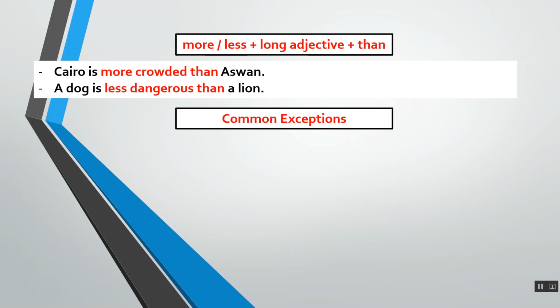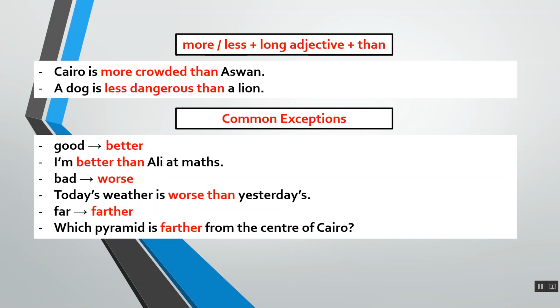We have some common exceptions like good, better. For example, I am better than Ali at maths. Bad, worse. Today's weather is worse than yesterday's. Far, farther. Which pyramid is farther from the center of Cairo?